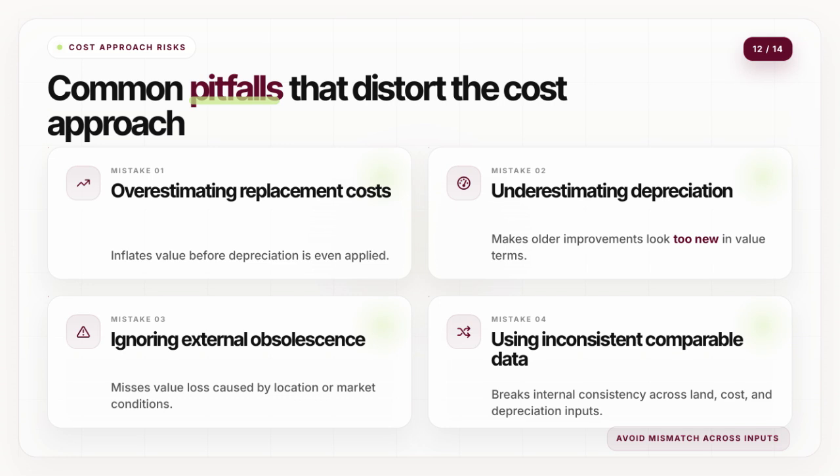Third, ignoring external obsolescence is a big risk because it overlooks value loss caused by unfavorable location or market conditions. Finally, using inconsistent comparable data disrupts the internal consistency between land value, cost, and depreciation inputs, which can throw off the entire valuation. It's crucial to avoid mismatches across these inputs to ensure an accurate and reliable assessment.